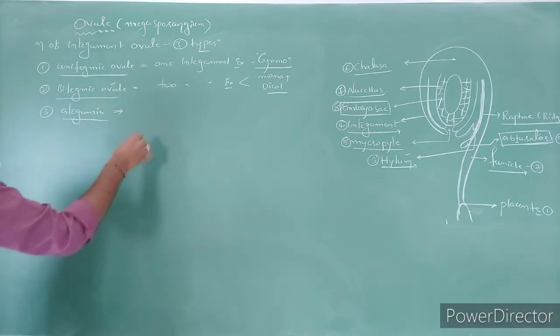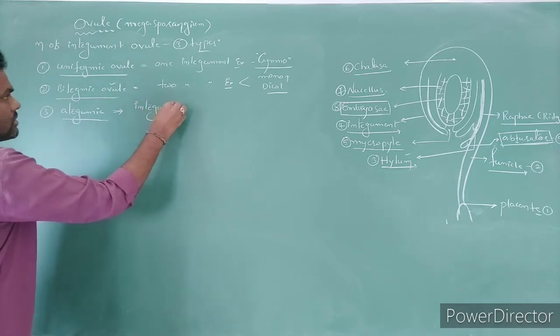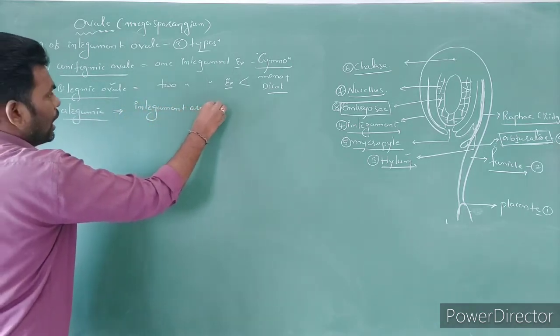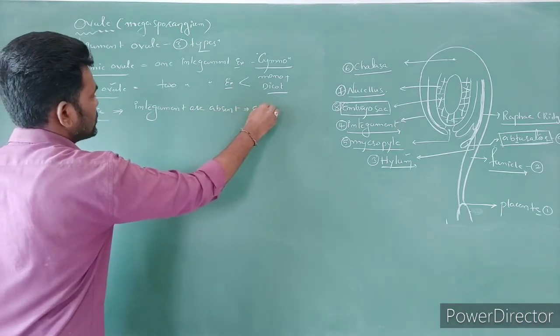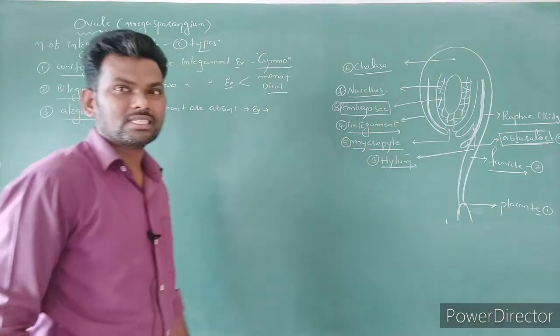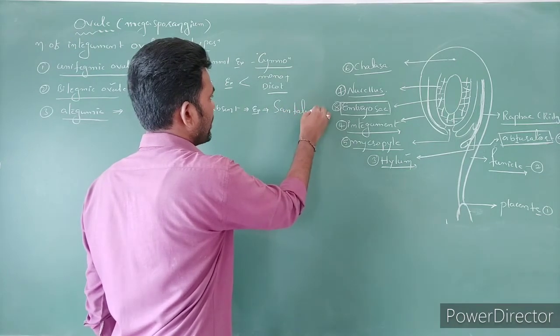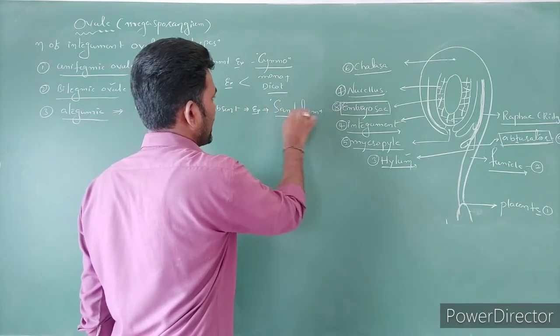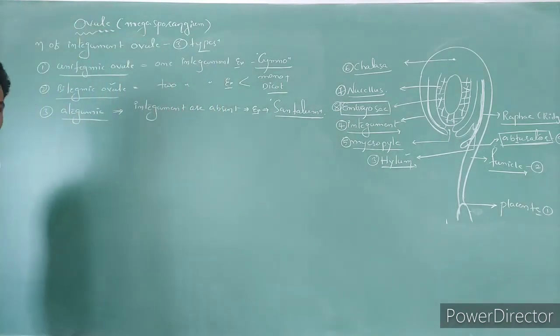Here integuments are absent. If integuments are absent, such an ovule we call ategmic. The best example is Santalum album, the scientific name of the plant. Clear? So this is based on integuments.